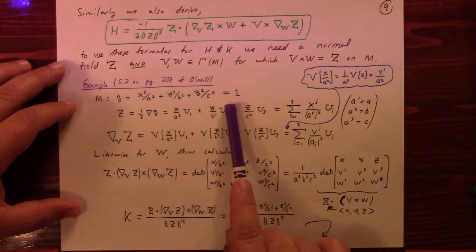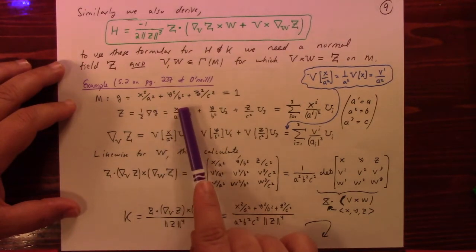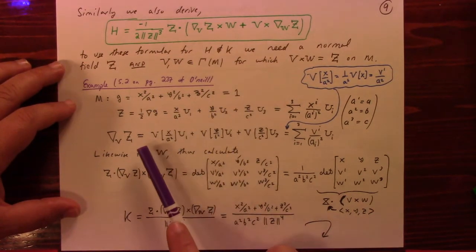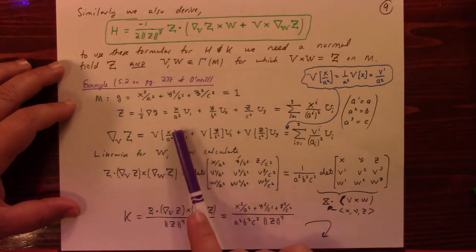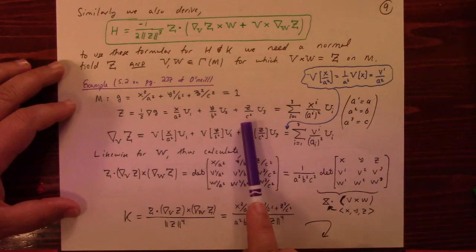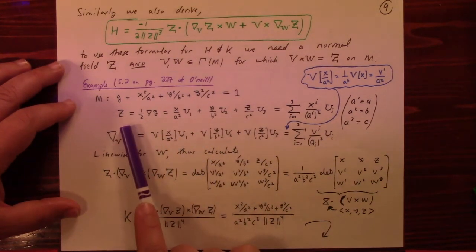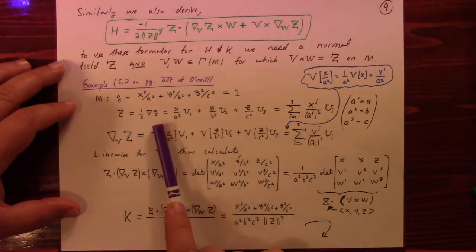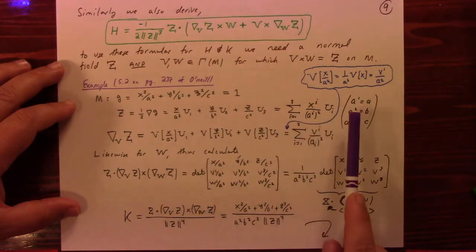So it's an ellipsoid, right? x over a squared plus y squared over b squared plus z squared over c squared. And that ellipsoid has a normal field like this. Well, this is not the unit normal, this is just a normal field. He divides by 2 to get rid of pesky factors of 2, which is great.